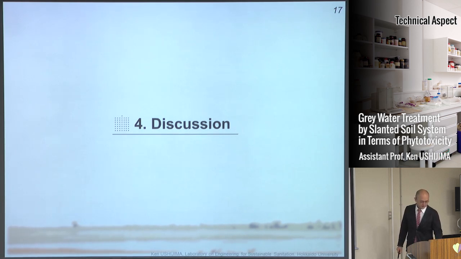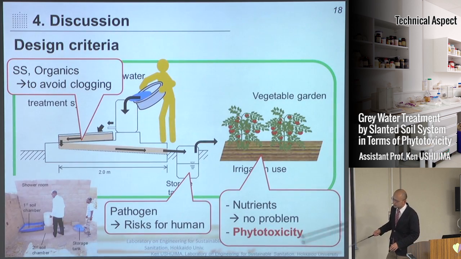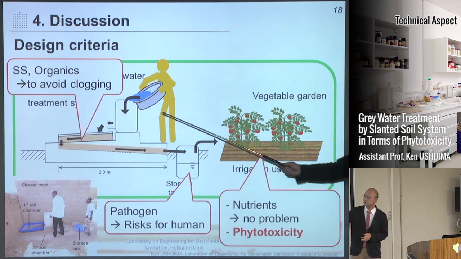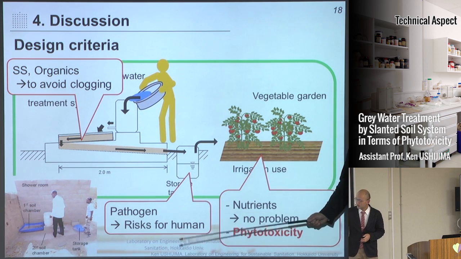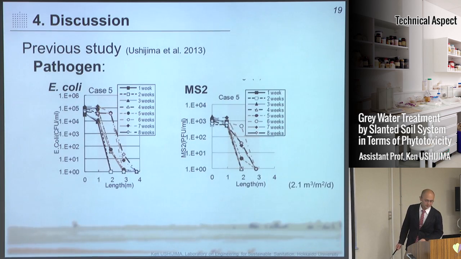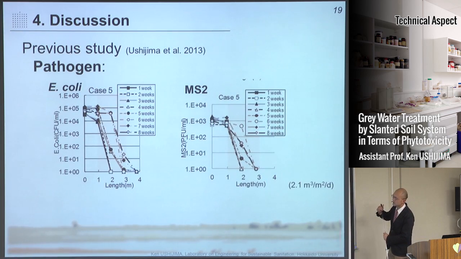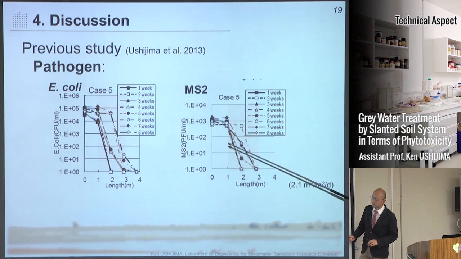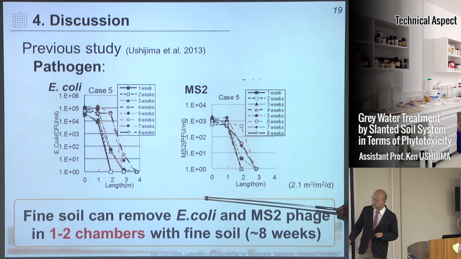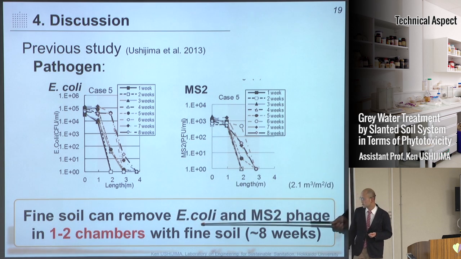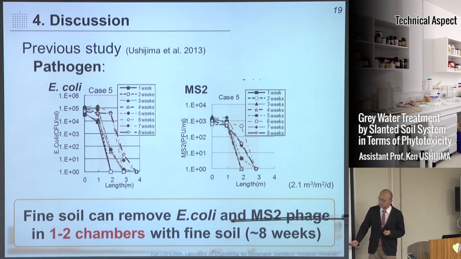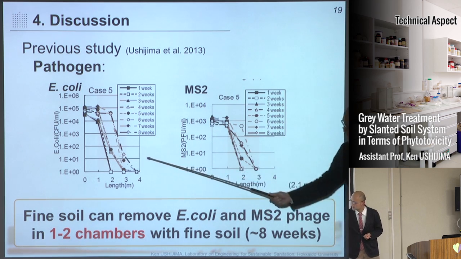Okay, discussions. Again, in this picture, our focus points are the clogging, pathogen risk and phytotoxicity. According to the former study, we know that if we use fine soil, E. coli and MS2 phage can be removed in 1 or 2 chambers.